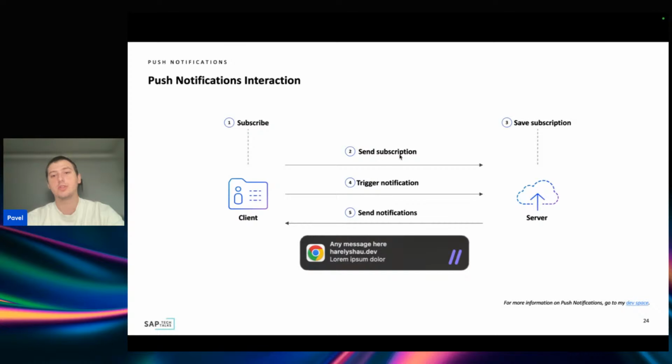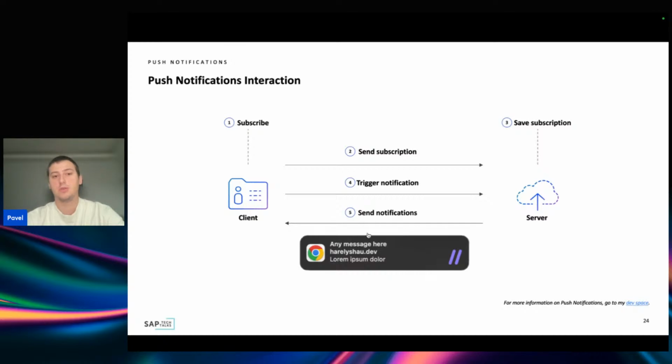After that, we need to send this subscription to the server. On the server side, we need to save it. And after that, from our progressive web application, or maybe some other progressive web application, the user can trigger a notification. And after that, the server will know about this and will send us notifications. For example, let's say we have a calendar application where the user is able to create new meetings. And 15 minutes before, the user wants to get a push notification.